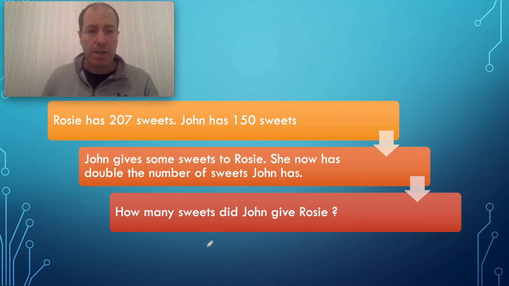Now, John decides very generously to give some of his sweets to Rosie. So what that means is Rosie is now going to increase the number of sweets she has and John's number of sweets is going to go down. His bar is going to get smaller, whereas Rosie's is going to get slightly larger. But when the bar model is changed to increase Rosie's and reduce John's, Rosie is now going to have double the amount of sweets as John. So how many sweets did John give Rosie? Well, let's have a look at all of that key information on the slides.